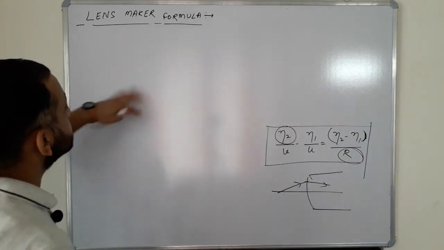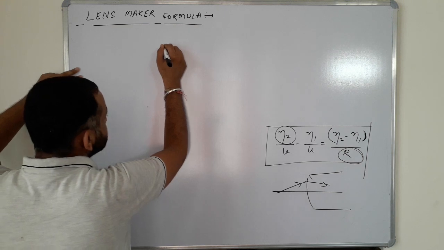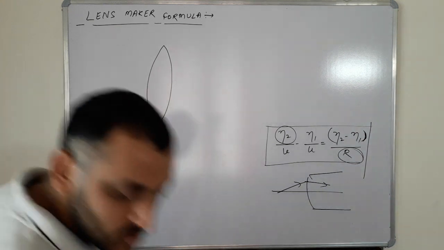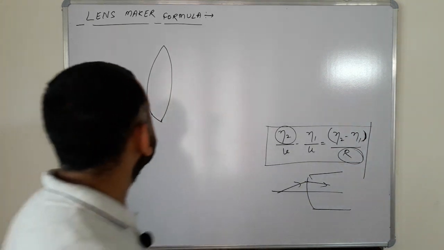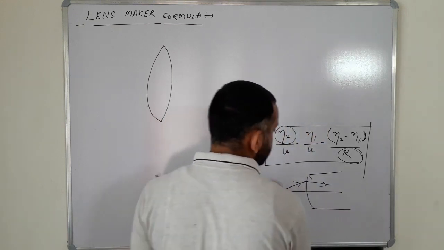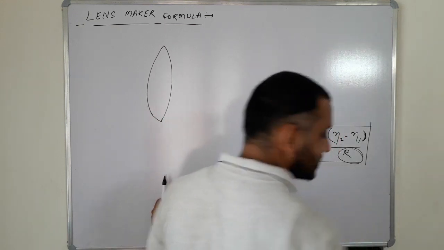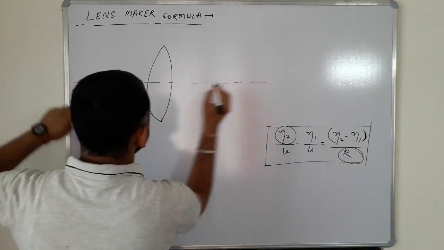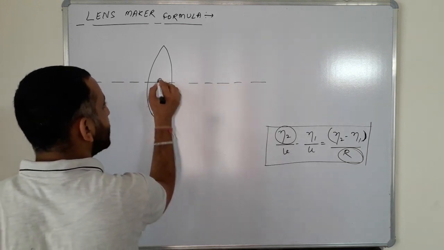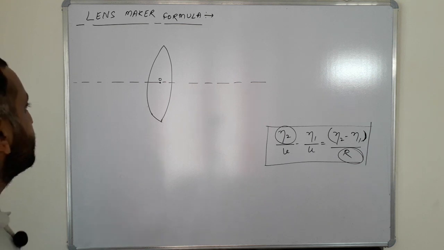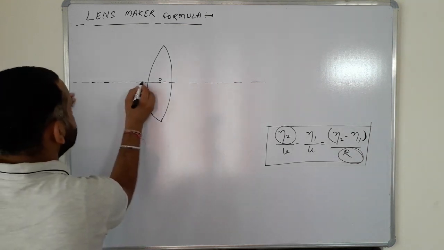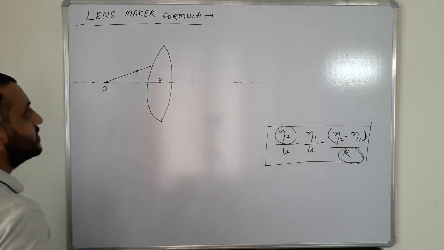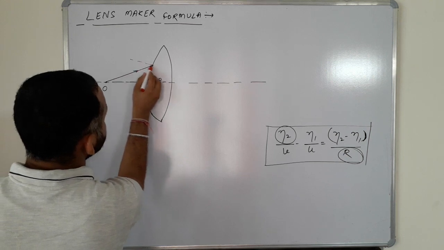Now let us suppose that we have a biconvex lens like this. This is a biconvex lens. One most important thing that you have to keep in mind is that this lens maker formula which we are deriving is only applicable for thin lens. So let's start. Suppose this is the principal axis, this is the optical center. All the distances will be measured from the optical center. Suppose we have placed the object here, this is the incident ray which is coming, and at this particular point if we draw a tangent, it will be like this.